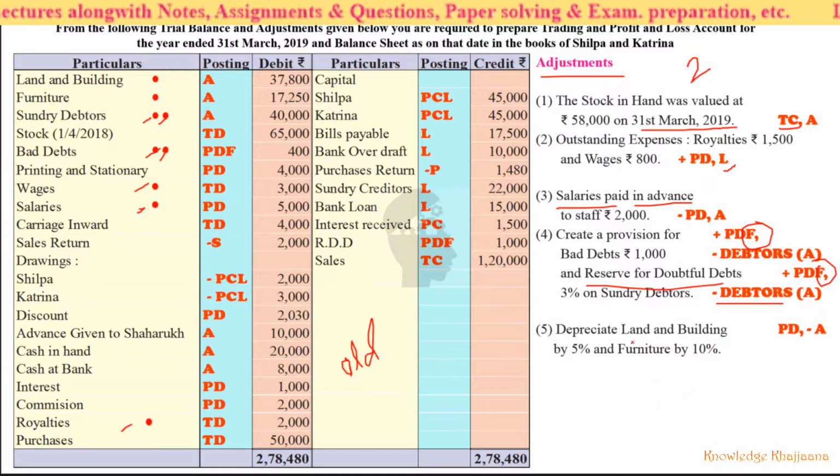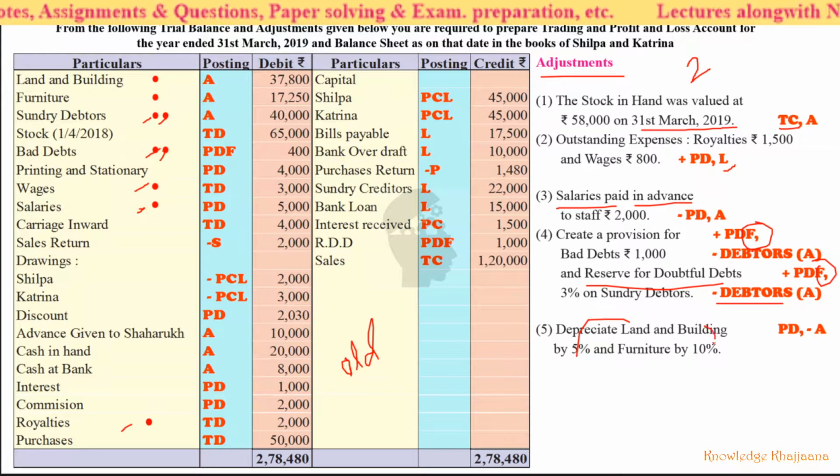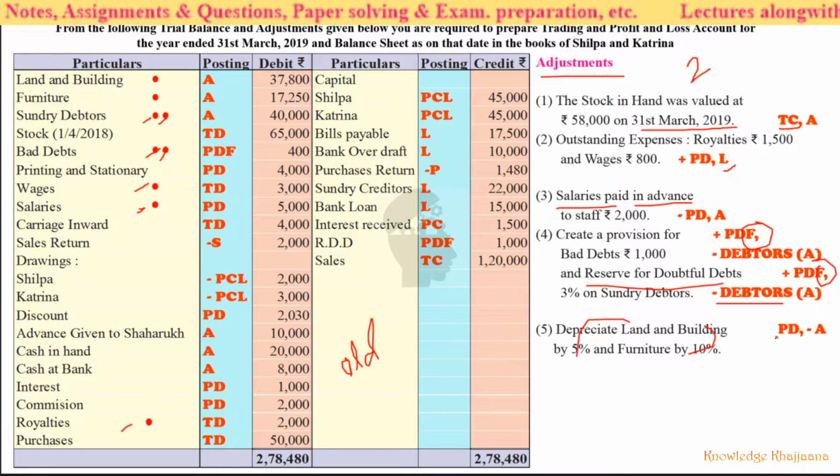Now depreciate land and building by 5% and furniture by 10%, means land by 5% and furniture by 10%. Depreciation is an expense. So where do we record the depreciation expenses? In the profit and loss account debit side. And we have to deduct that much of depreciation amount from respective assets.